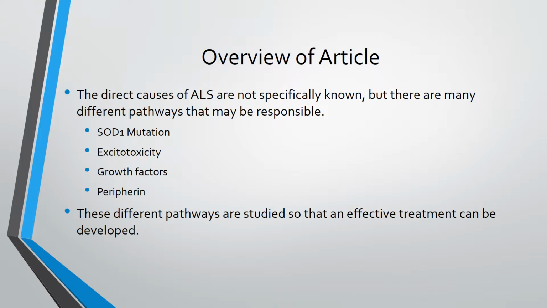The direct cause of ALS is not completely known. However, there are many different pathways that each affect neurodegeneration. Some of these include problems in the SOD1 gene and growth factors. By studying these different pathways, a treatment may be developed that can help with slowing or even stopping the onset.